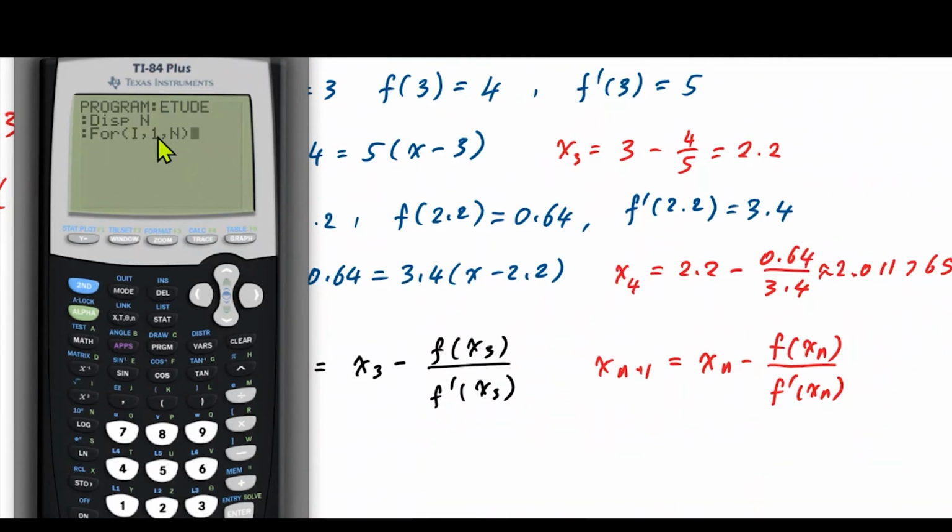You don't have to start this from 1. Some people start it from 0 because some series actually start from 0. You can start it from 2. You can start it from 3, whatever, right? Enter.